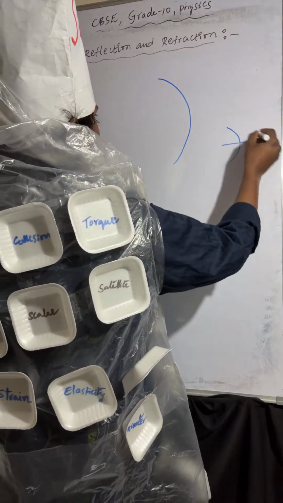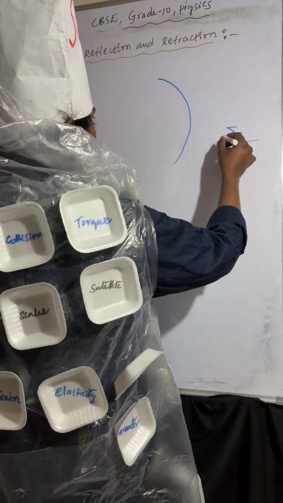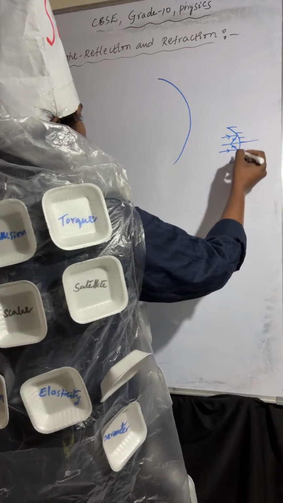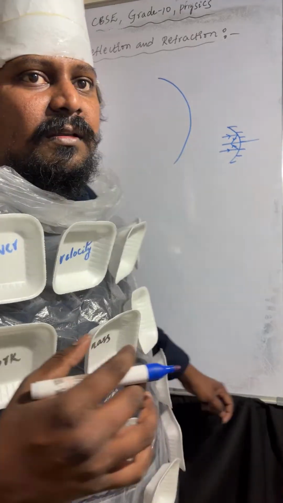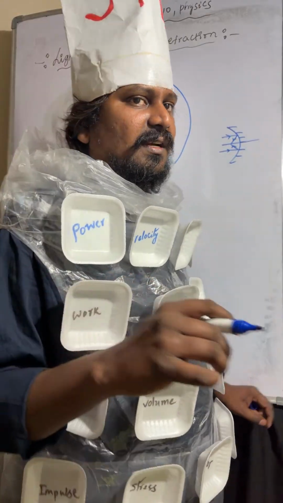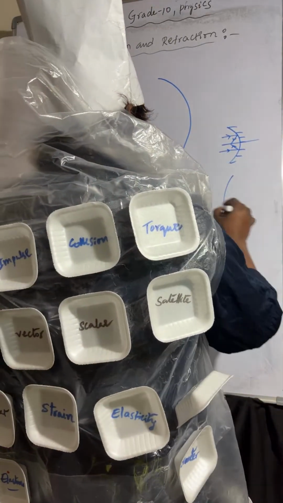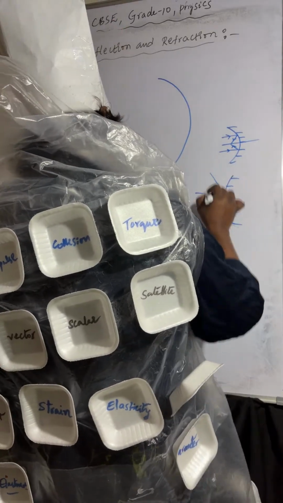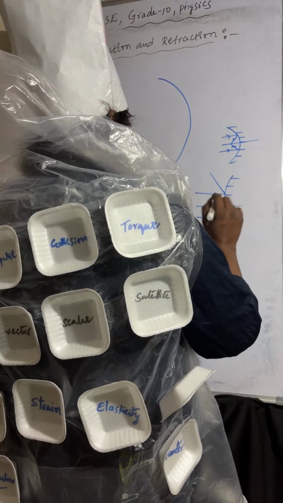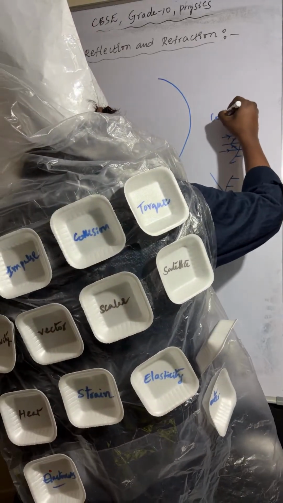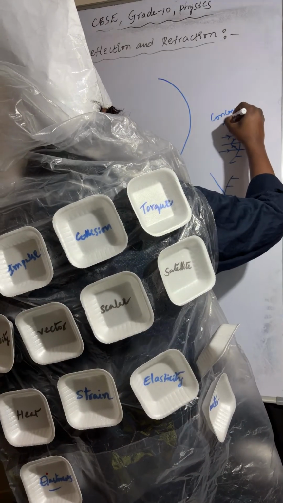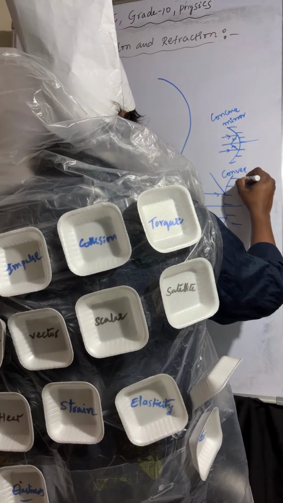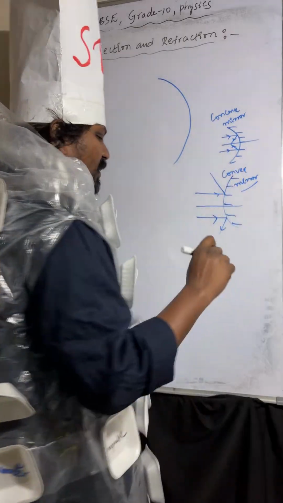So there is the concave mirror. Whenever light rays are incident on it, after reflection the light rays will meet at one point. That is the concave mirror, and it is also known as converging in nature. Coming to the convex mirror, it is diverging in nature. Whenever light rays are incident on it, after reflection those light rays will move away from it. So this is a concave mirror and this is a convex mirror.